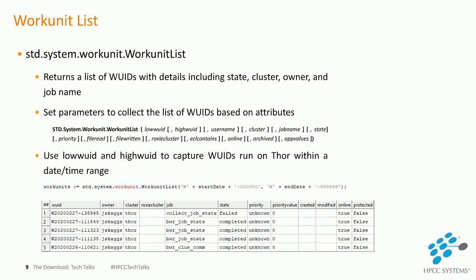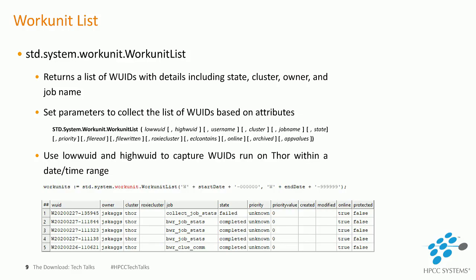All right, so now let's talk about the Work Unit Services standard library functions that I've used to collect the data that supports the monitor. The first one is Work Unit List, and Work Unit List returns a list of work unit IDs with details, including things like state, cluster, owner, job name, some of the things that we saw in the monitor. You can set parameters when you call it to collect a list of work unit IDs based on various attributes. So for example, you could pass a username and get only the work units for that user. You can also specify if it should return work units that have been archived or not.